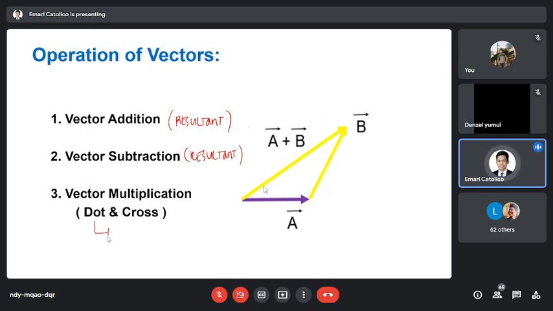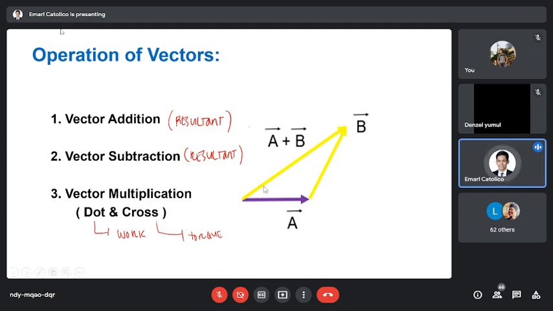Dot product of vectors, ginagamit yan sa pagkuha ng work. Then kapag cross product, ginagamit yan sa pagkuha ng torque. Okay, so doon muna tayo sa vector addition and subtraction.